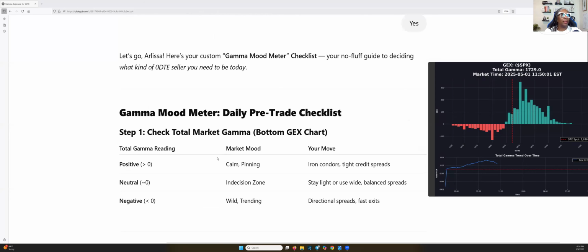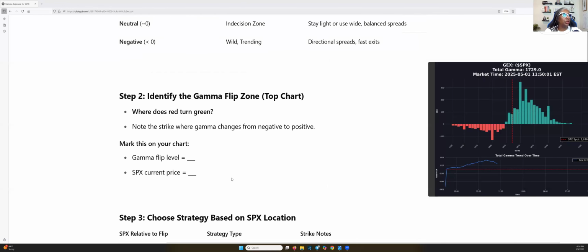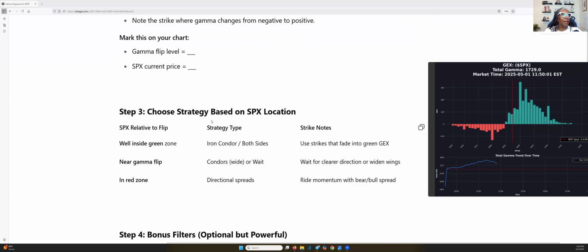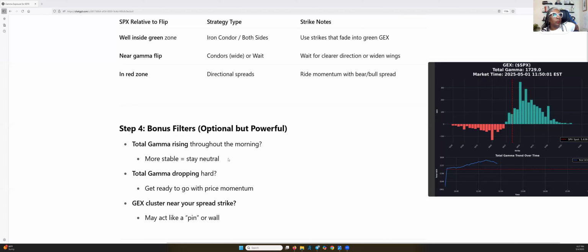So he gave me a gamma mood meter to talk about positive, negative, and all that. I put that into the one pager. Choose a strategy based on the SPX location. I put this in there too.